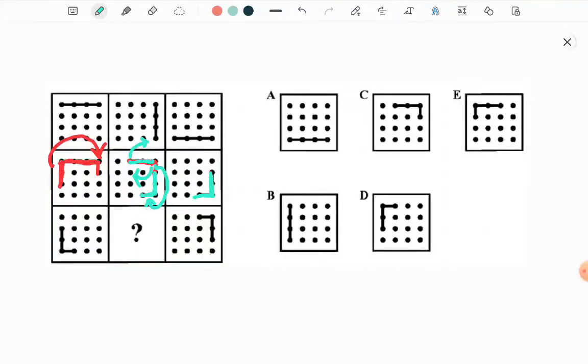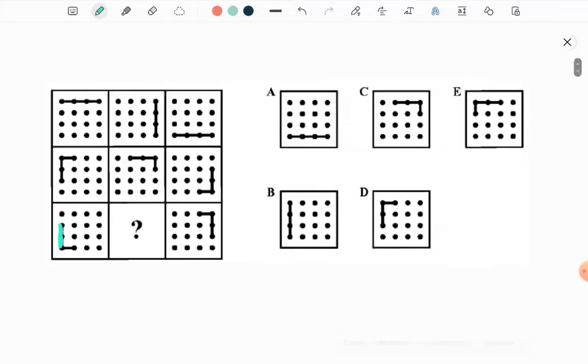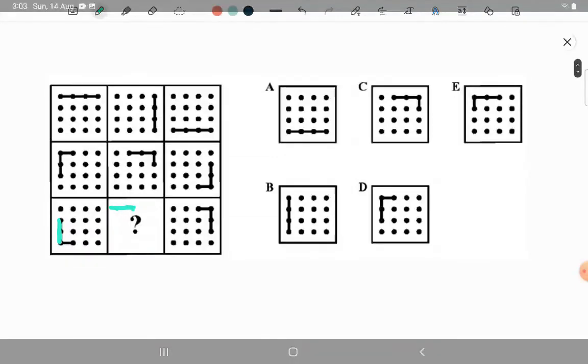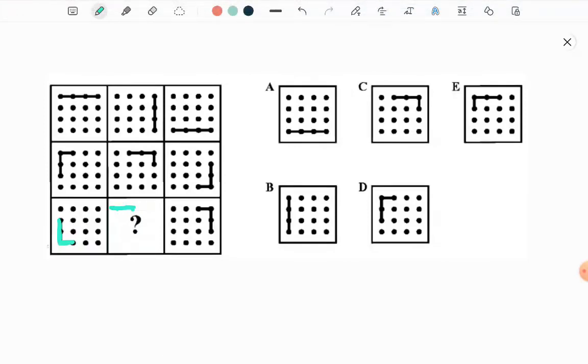It may help to break the individual shape up and rotate each part 90 degrees as well. For example, this line rotated 90 degrees would be this line here, and this rotated 90 degrees should be this.